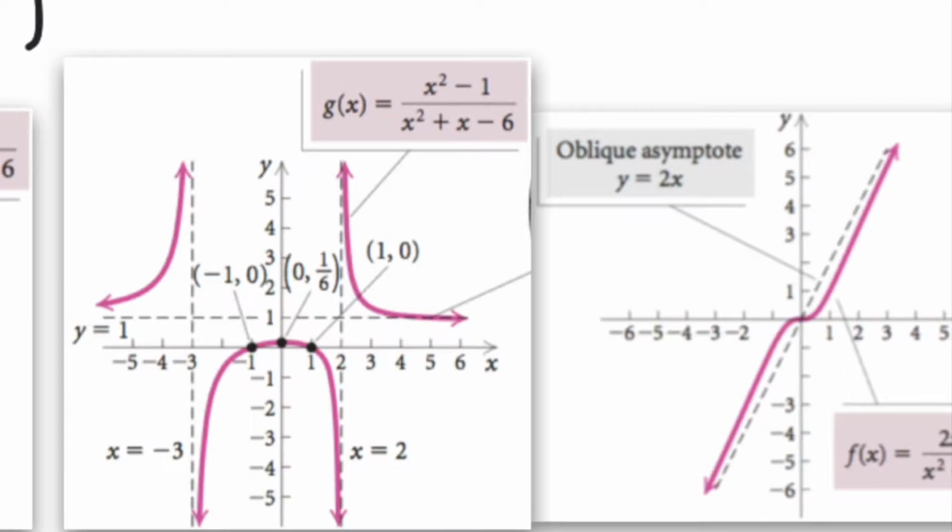And then you can figure out where the whole function g of x is equal to 0 by figuring out where the numerator is equal to 0. Solving that, you get plus or minus 1. So g of 1 is going to be 0 because you get 0 in the numerator, and g of negative 1 is going to be 0 because you get 0 in the numerator also.